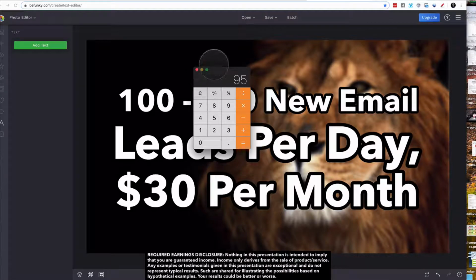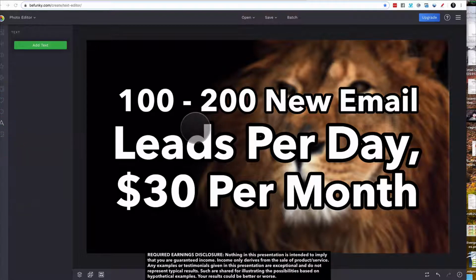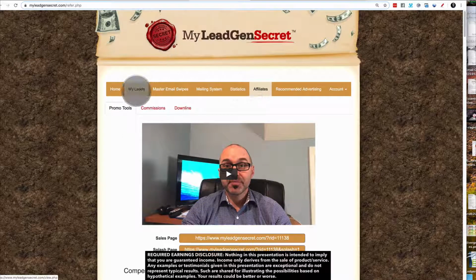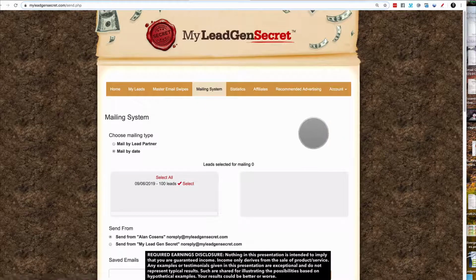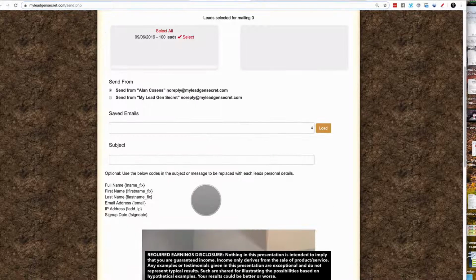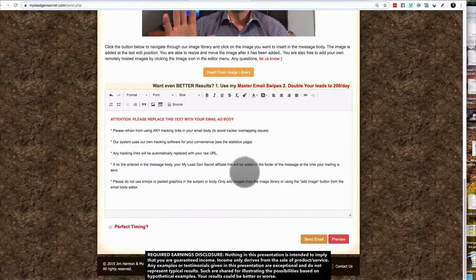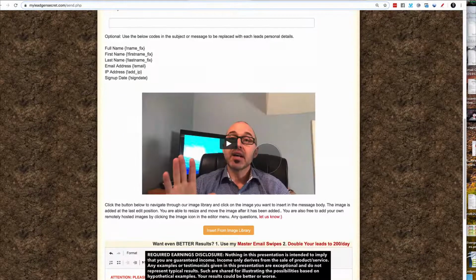But in any event, what we have here is a service that automatically gives you 100 new leads per day and the email system to email them with. They're put into your account. I don't want to show you contact info for people, but basically here are instructions, and you've got a place to format the email and then you just send the email. So they've got the mailing system built right in.